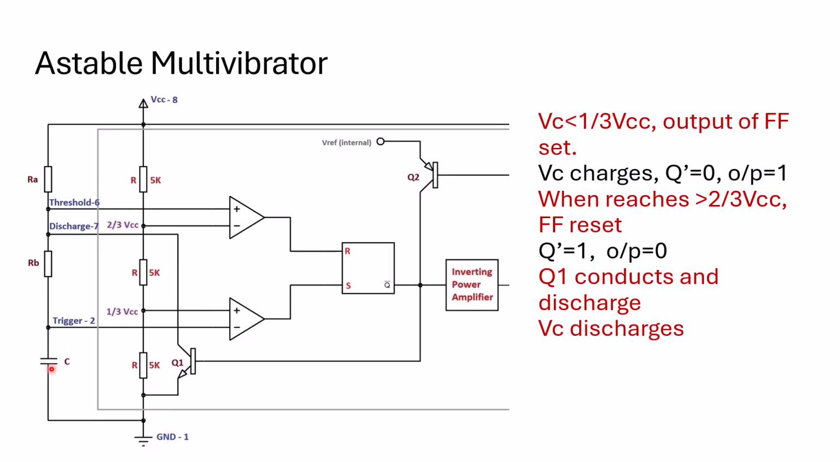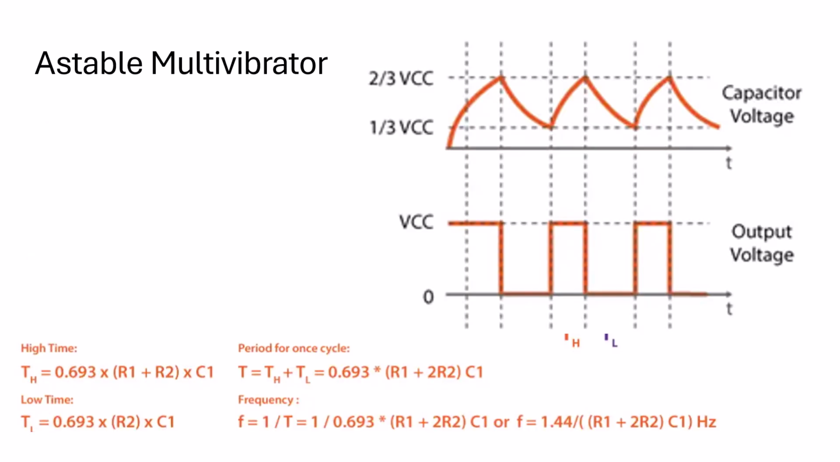At one condition, this capacitor voltage becomes less than this 1 by 3 VCC. Then this lower comparator will become active. So this process will be continuously happening because of the charging and discharging of your capacitor. There is a shift in your output between positive and negative. So you can see that your output will be toggling between positive and negative continuously because of this astable operation.